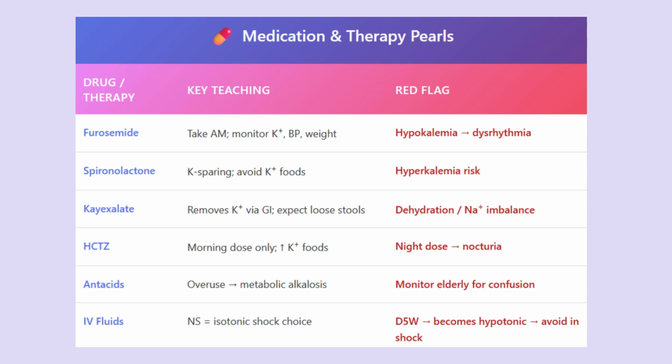Hydrochlorothiazide, or HCTZ, should be taken early in the day. Teach patients to eat potassium-rich foods and report swelling or weight changes. Antacids used excessively can cause metabolic alkalosis, so instruct patients to use them only as directed. And remember, for hypovolemia and shock, the isotonic fluid of choice is normal saline, not D5W.